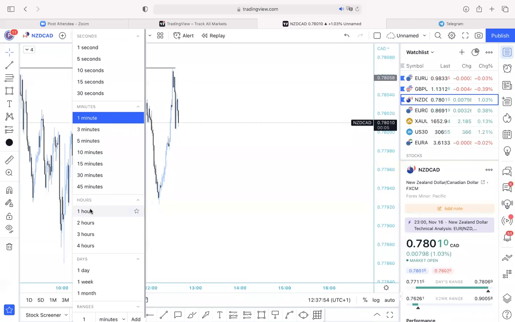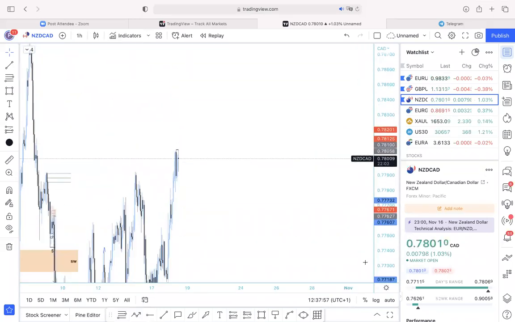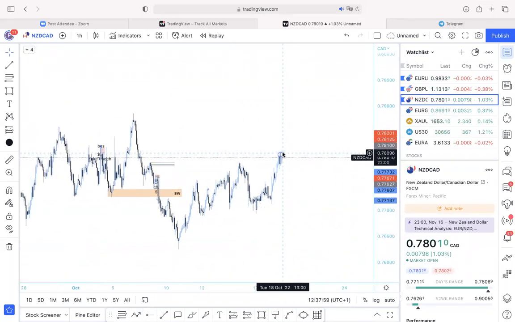Now, NZD-CAD, let's go on higher time frames. As I said already, we need to go above this high.